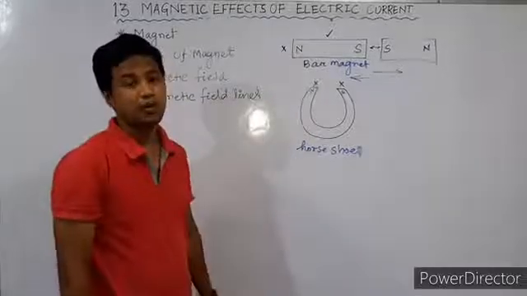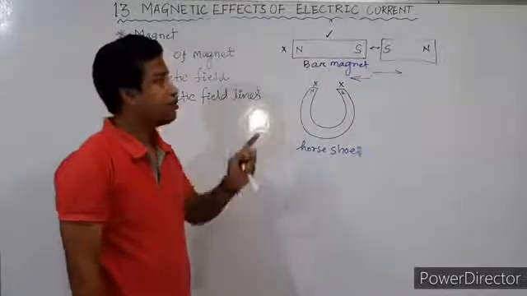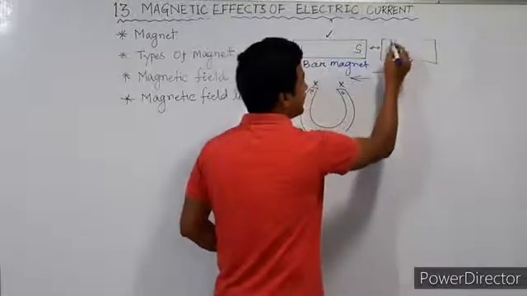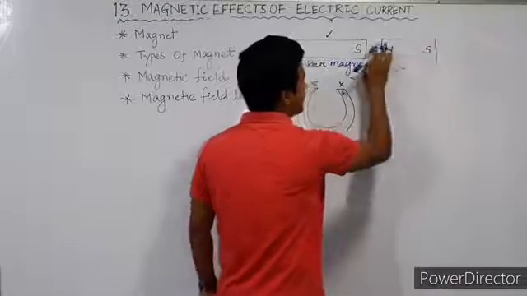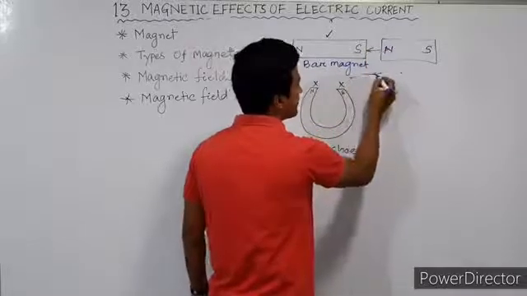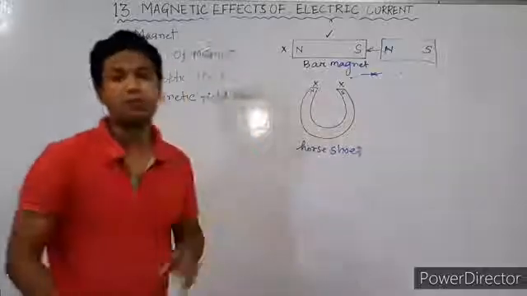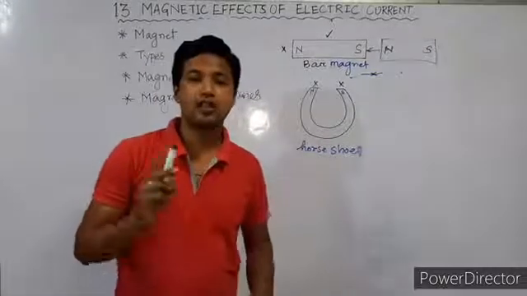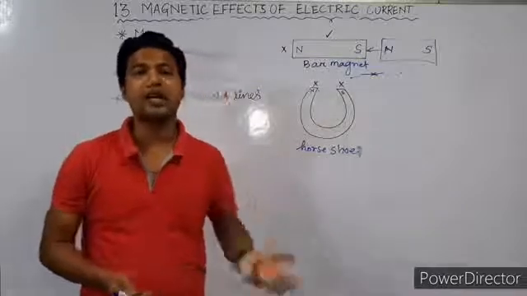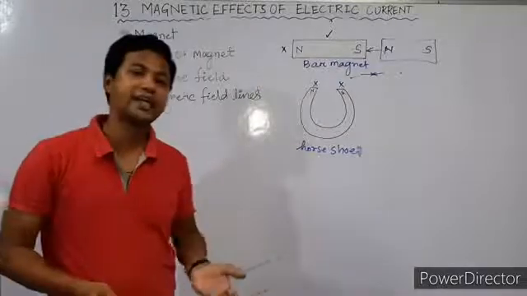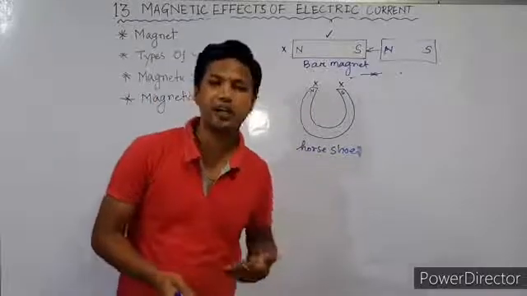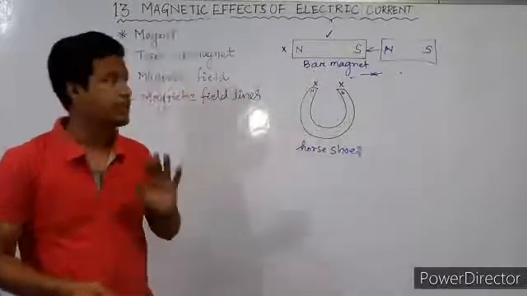So this is the poles' first point. Now the second point is, if the poles are different, if you bring two different poles to each other, they will attract each other, meaning their direction will be like this. So always remember, in a magnet the like poles repel each other and unlike poles attract each other. You can take any magnet. In that magnet, the like poles are always repelling each other and the unlike poles are always attracting each other.